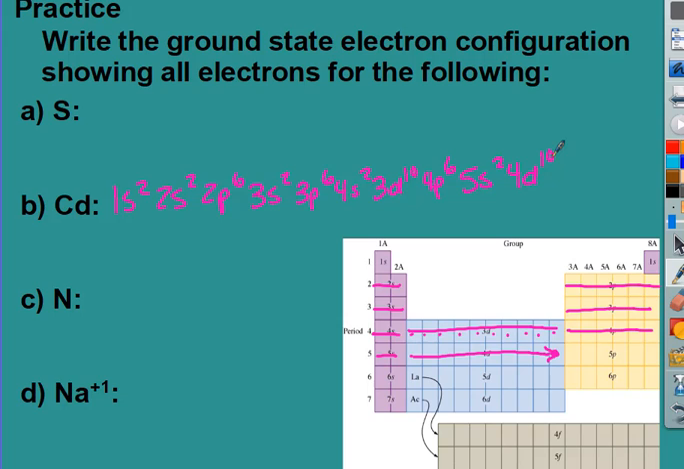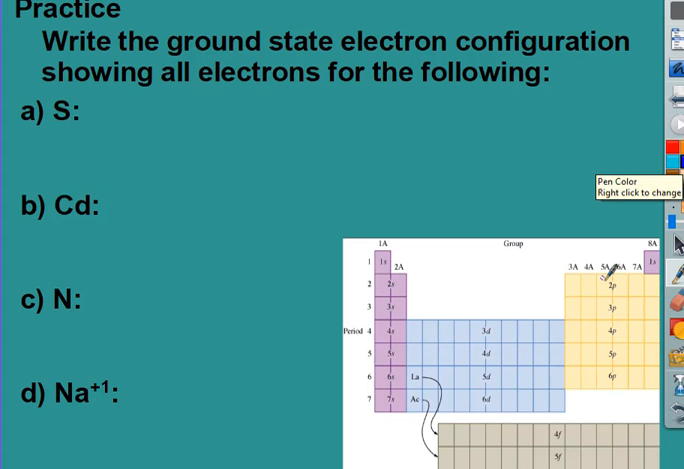Go ahead and pause the video and do nitrogen on your own. So nitrogen was there, so you should have had 1s2, 2s2, 2p3.